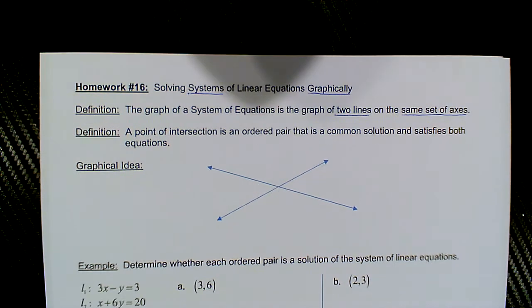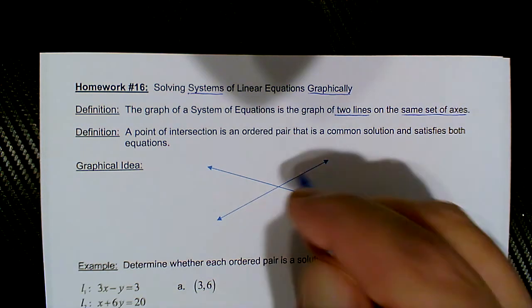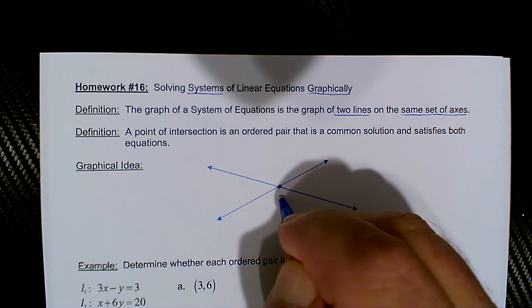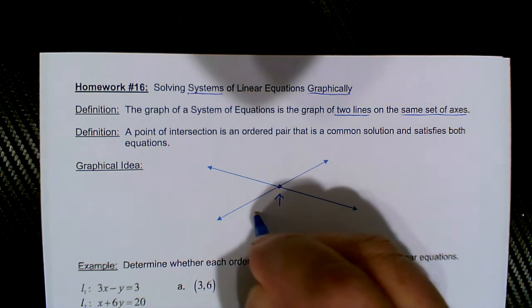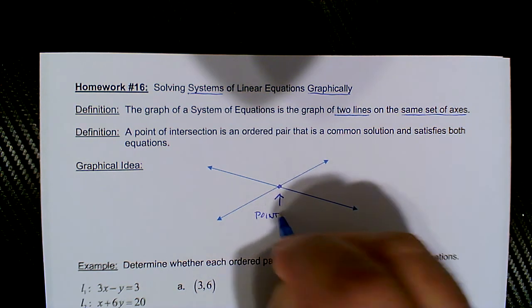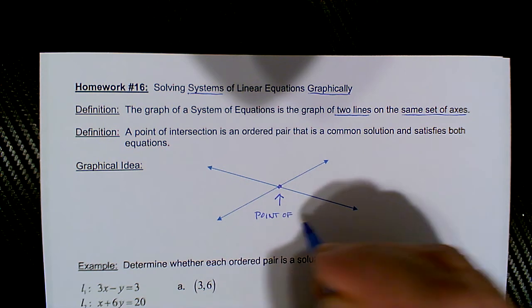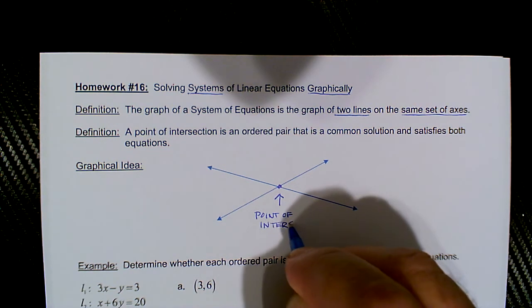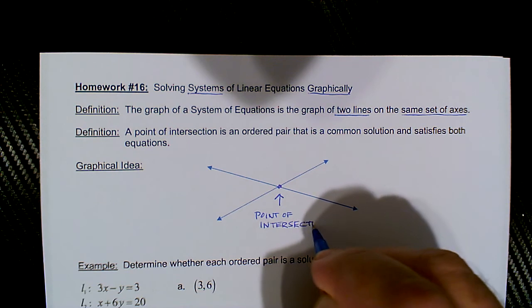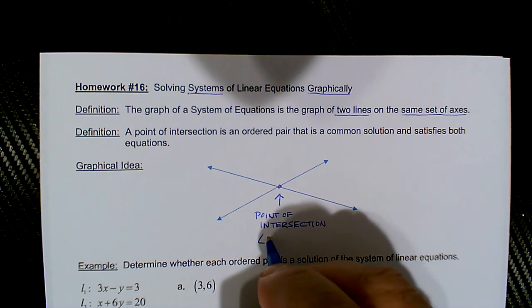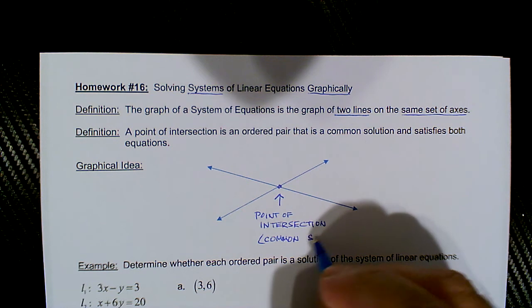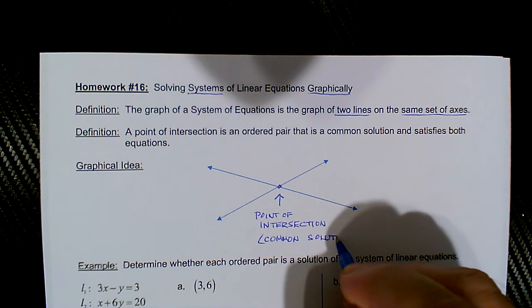So graphically, the idea is you've got two straight lines intersecting. This point where they intersect is your point of intersection, and we refer to that as being the common solution.